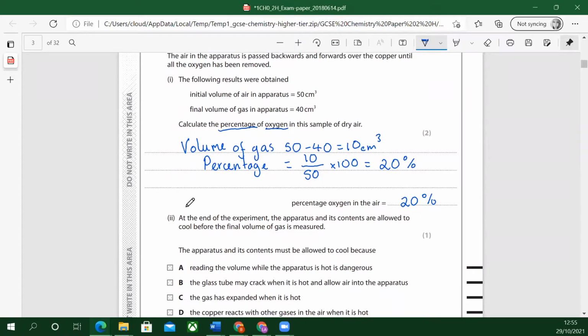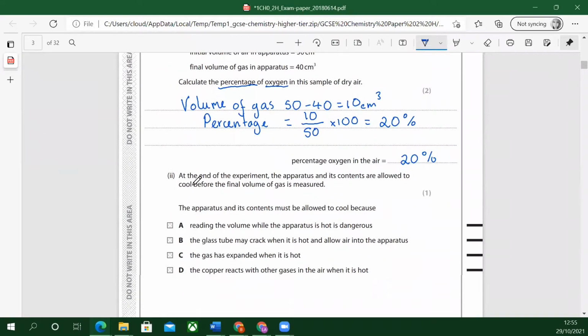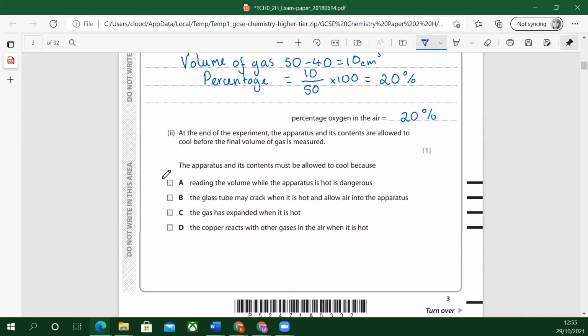That seems about right. But at the end of the experiment, the apparatus and its contents are allowed to cool before the final volume of gas is measured. The apparatus and its contents must be allowed to cool because: A, reading the volume while the apparatus is hot is dangerous. B, the glass tube may crack when it is hot and allow air into the apparatus. C, the gas has expanded when it's hot. Or D, the copper reacts with other gases when the air is hot. Right, so think about that.